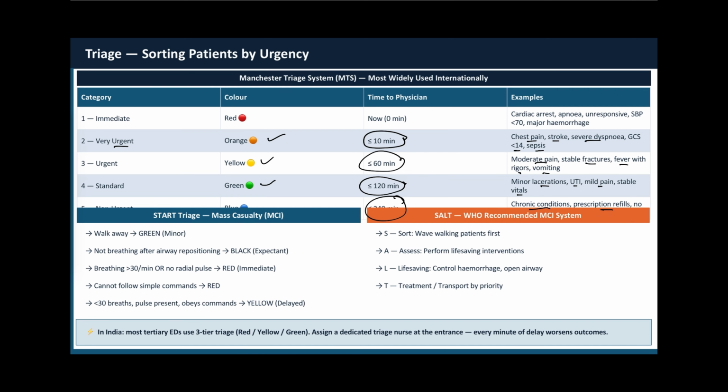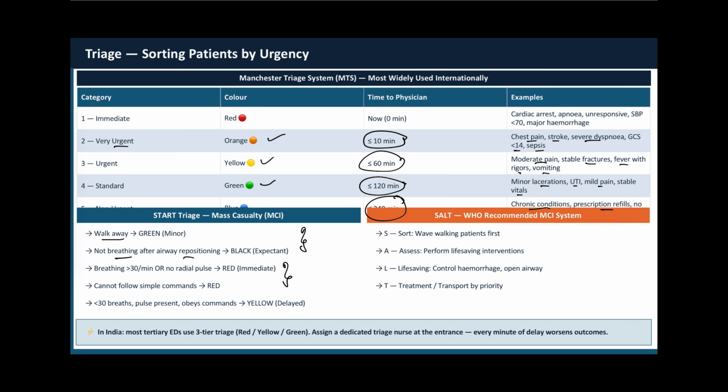START triage. Here, we are not going to bother about the green and the black patients. Green patients are patients who can safely walk away without any complaint. Black patients are the ones who cannot breathe even after airway repositioning. We are not going to waste time on both of them.